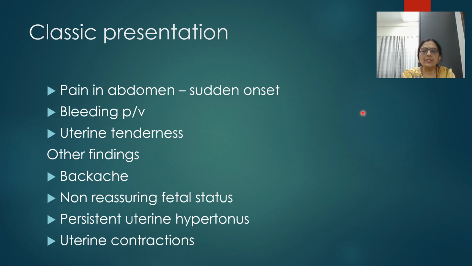What is a classic presentation of placental abruption? Pain in abdomen which is sudden in onset, bleeding PV and uterine tenderness. This is a classic presentation, but many a times we don't get this classic presentation, and patient might present with other findings such as backache, non-reassuring fetal status, persistent uterine hypertonus on examination, and presence of uterine contractions.